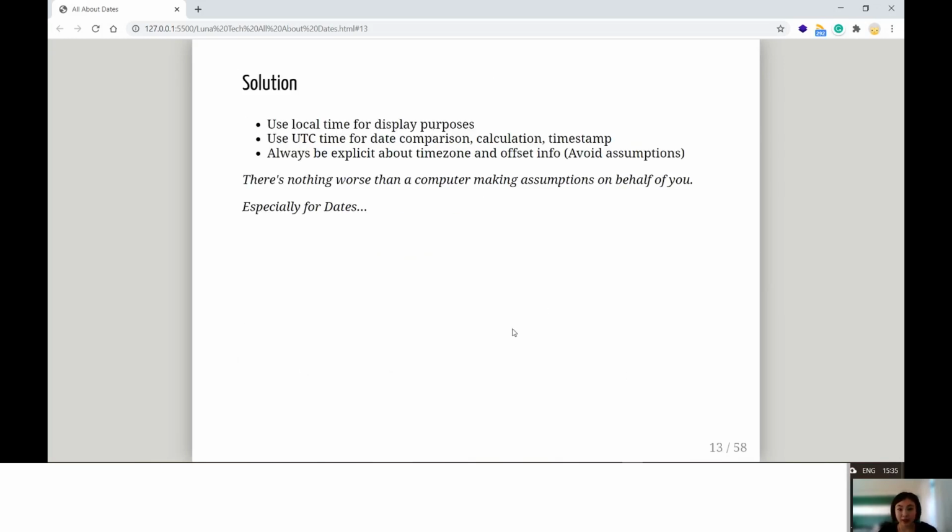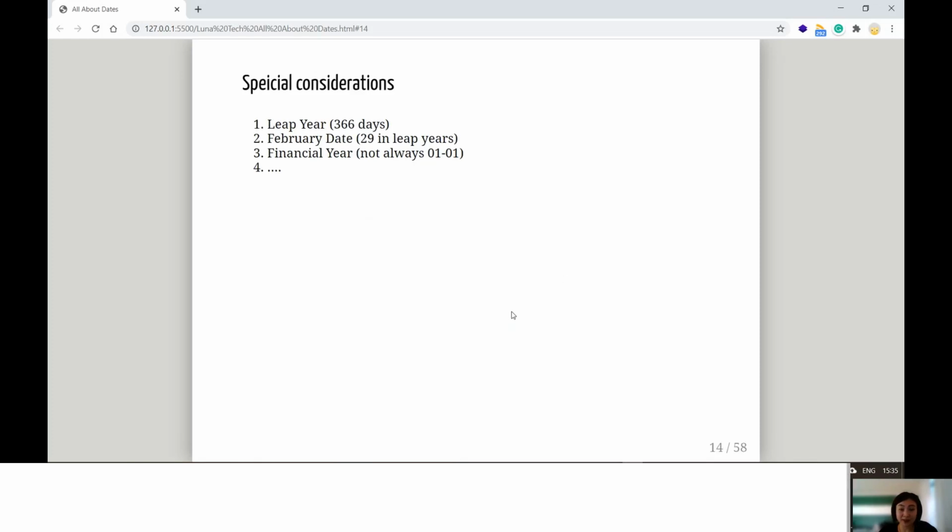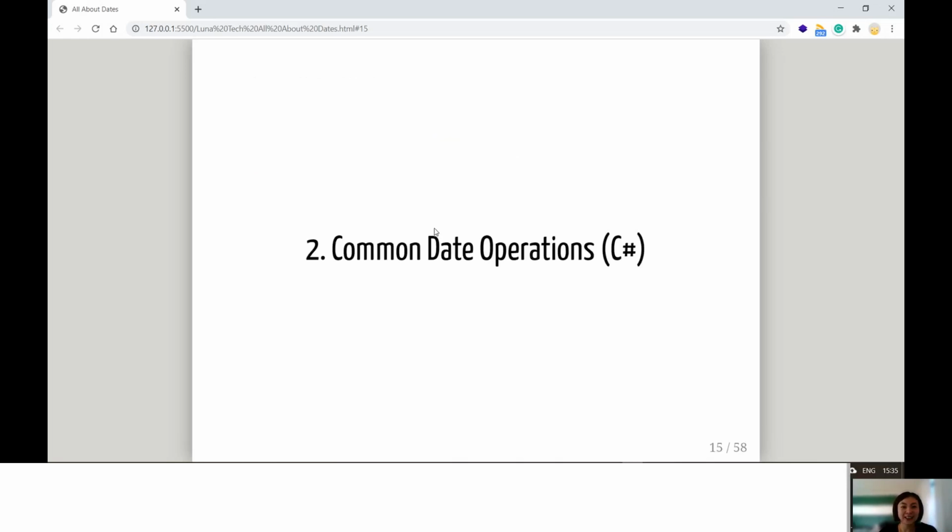So yeah, this is what I just explained. We're going to skip this. Special considerations, always complicated with dates. So whenever you are dealing with dates, be extremely careful. And now we're going to look at the common date operations in C#.